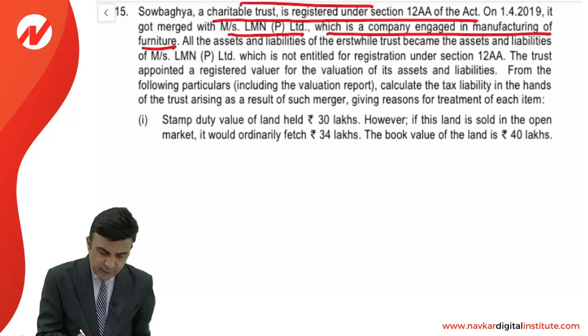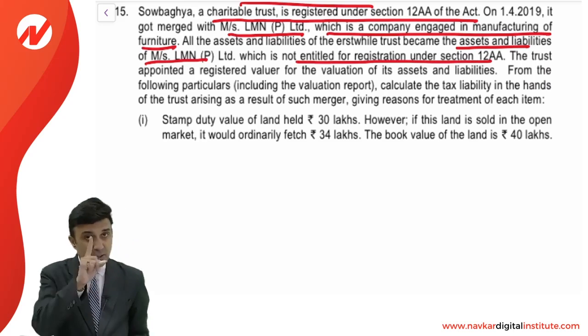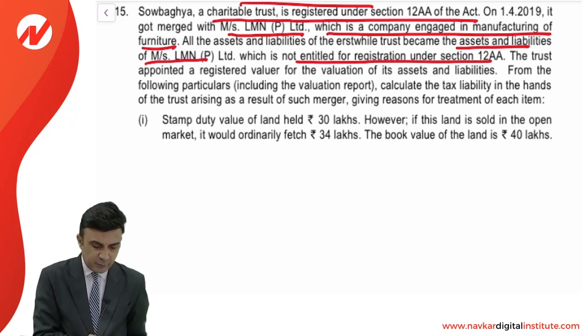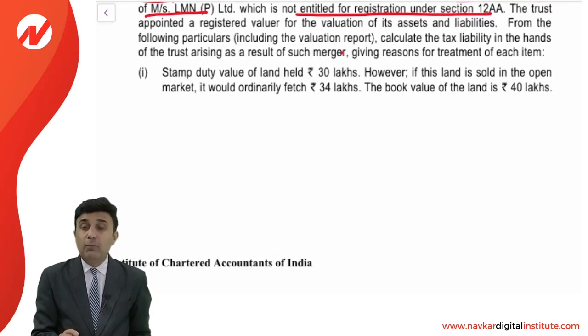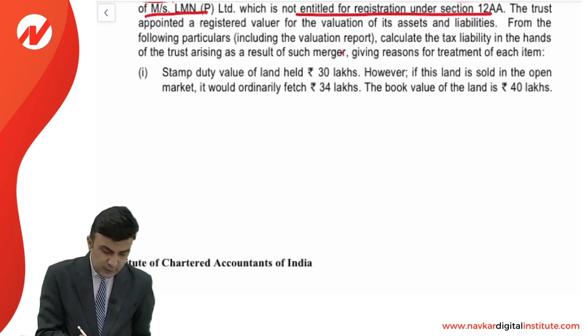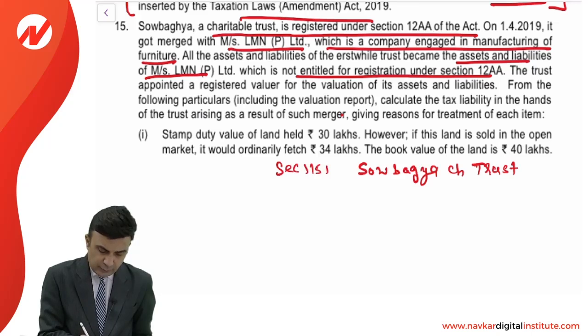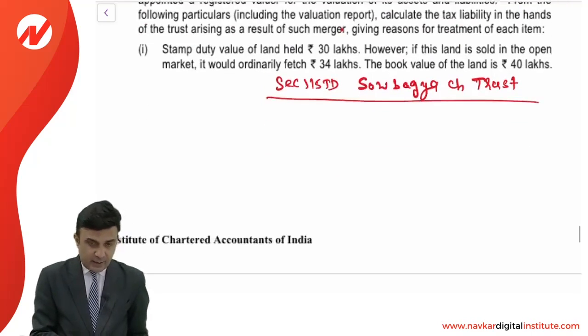All the assets and liabilities of the erstwhile trust become the asset and liabilities of Element Private Limited, which is not registered under 12AA. The trust appointed a registered valuer for the valuation of his assets and liabilities from the following particulars, including the valuation report. Calculate the tax liability in the hands of trust arising as a result of this merger. Friends, so for Saubhagya charitable trust, applying section 115TD, let us have the calculation.